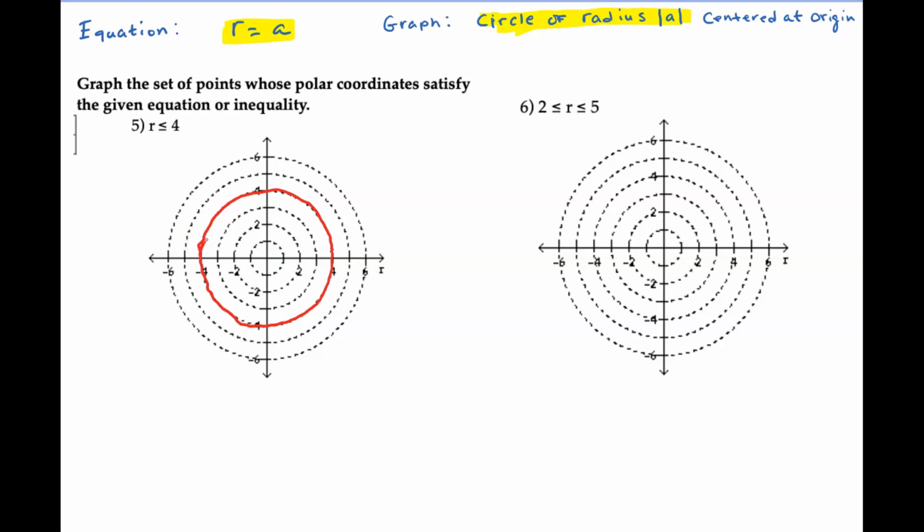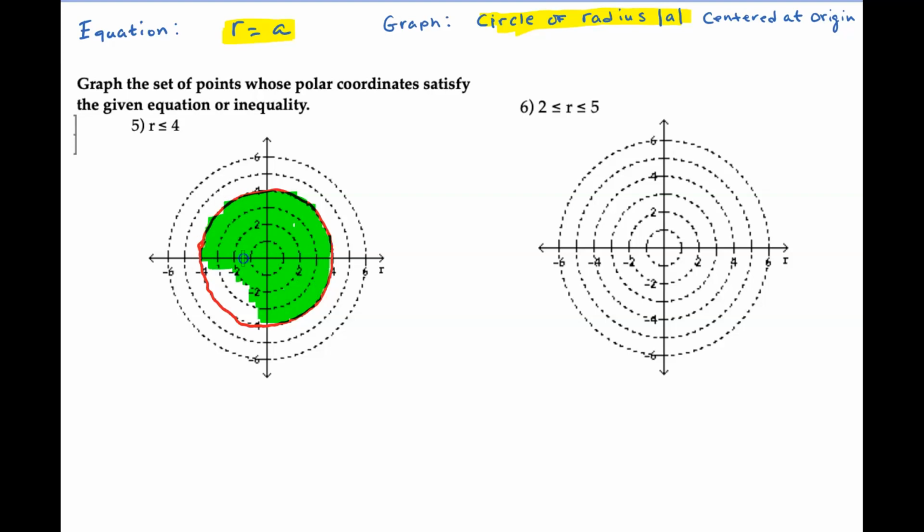All right, and what you do is it says less than or equal to, so that means shade inside. If it was greater than or equal to, that would mean shade outside. So I'm going to shade in, let's say, green, the inside of that circle. All right, and that's what the graph would look like because it's an inequality. If it's just equals 4, then it would just be that circle by itself. So just kind of understand that. These are just a couple of examples here.